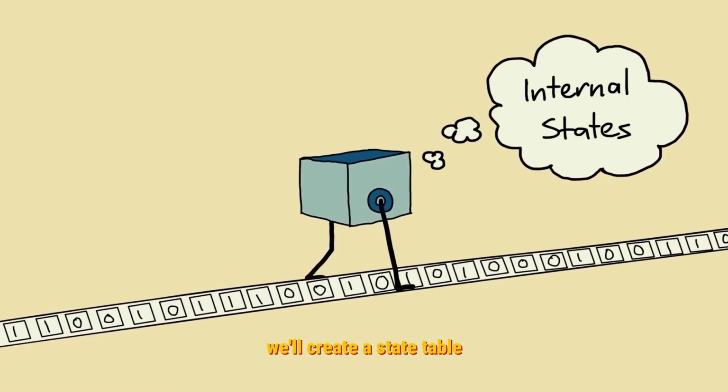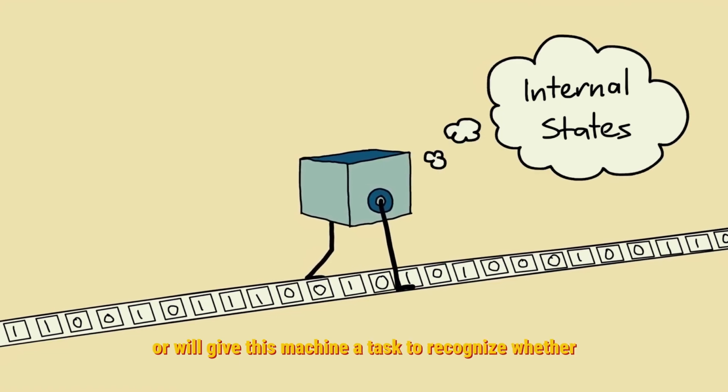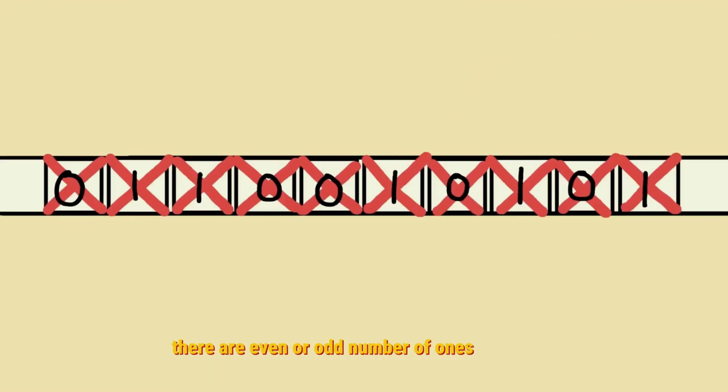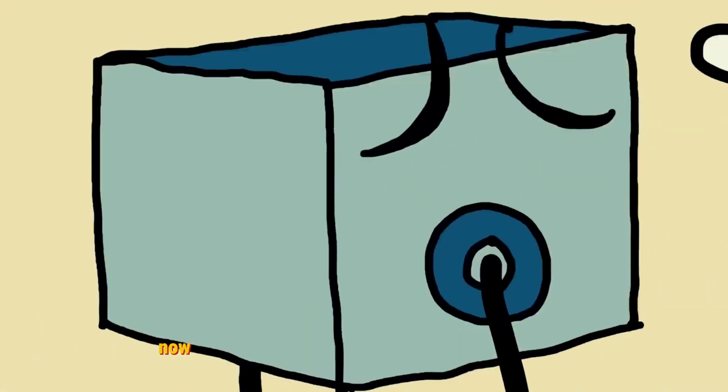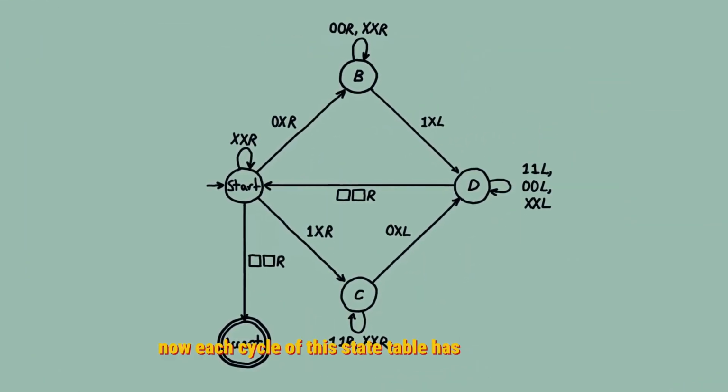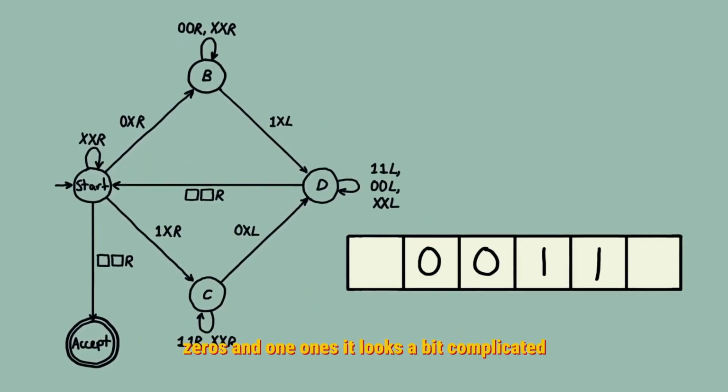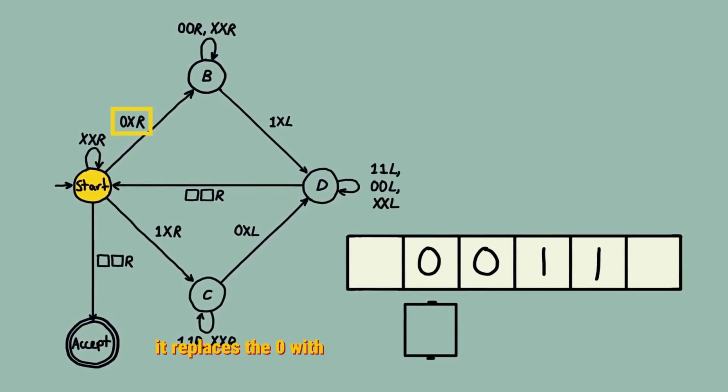We'll create a state table, or we'll give this machine a task to recognize whether there are an even or odd number of ones and zeros. Now, each cycle of this state table has to pair one zero with one one. It looks a bit complicated, but it isn't that much. The machine starts in the start state. If the machine finds 0, it replaces the 0 with x and moves to state B. If it finds 1, it replaces it with x and moves to state C. If it finds x, it leaves it alone. If it finds blank spaces, it means the pairing has been done.